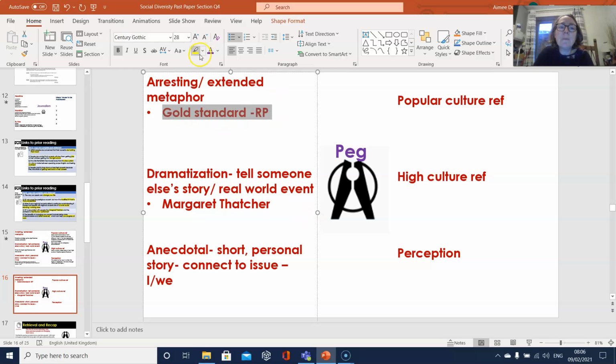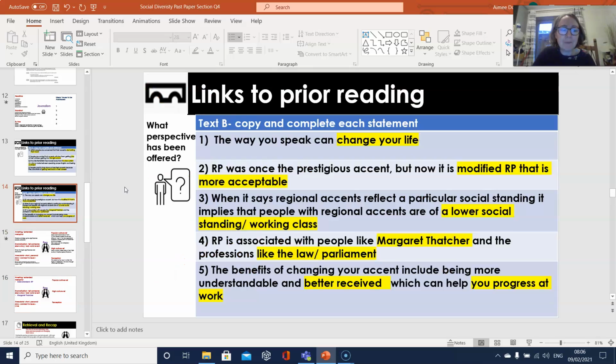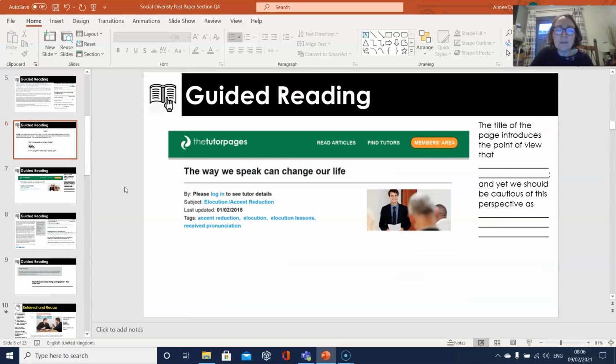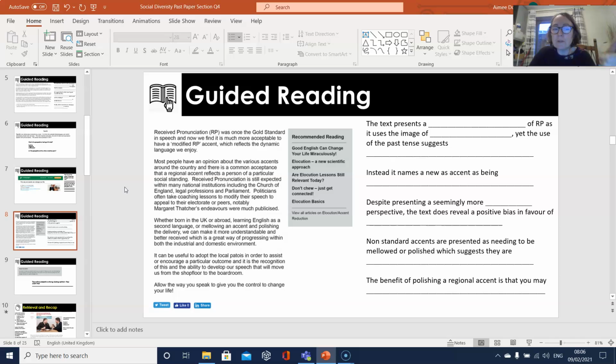So sometimes when we're populating and planning our pegs, we can read back and we can have a look. So just to show you, let's have a quick look. We've got the gold standard one, we've nicked that one. Much more acceptable, dynamic language. Most people have an opinion about various accents across the country. There's a common acceptance that regional accents reflect a particular person's standing. RP is still expected with many national institutions, Church of England, legal professions, Parliament. Politicians often take coaching lessons. Margaret Thatcher, we've done that.